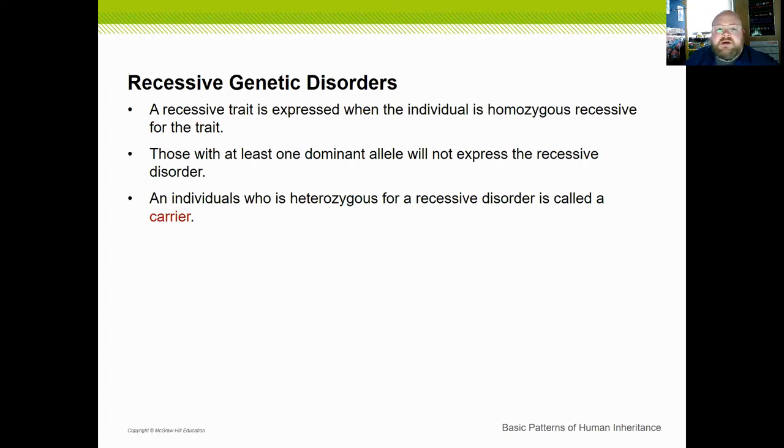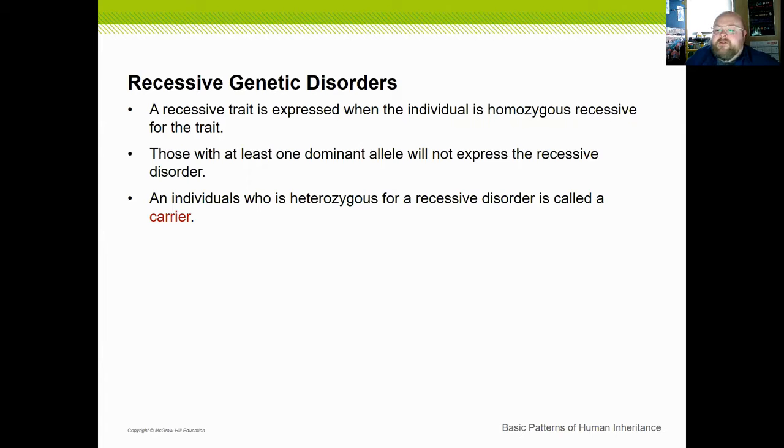Some things that happen in our genes are dominant, and the dominant things are kind of the more preferred things. But every now and again, two recessive traits combine, making that homozygous recessive trait. And when these recessive things are expressed, sometimes that's not good. So a genetic disorder that is coming from recessive genes is expressed when an individual is homozygous for those recessive traits. Those with at least one dominant allele are not going to express this recessive disorder.